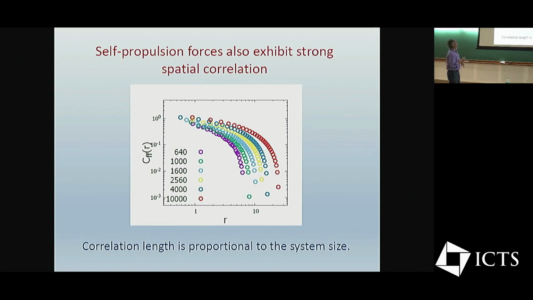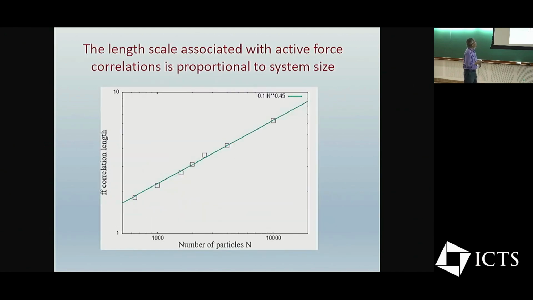If I look at the active forces, they also have this kind of long-range correlations. So again, you're looking at the two-point correlation function of the active force as a function of distance, and as you go to larger distances, it of course goes to 0, but the length scale increases as you go to bigger systems. And here also we find that the length scale as a function of number of particles has again a power law with an exponent close to half, which says that this length scale is proportional to the linear size of the system.